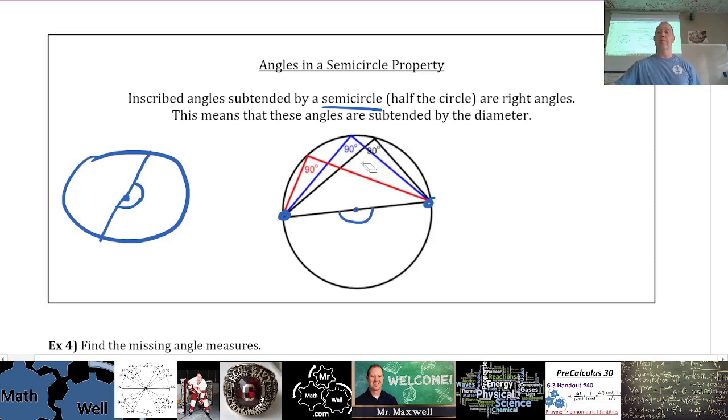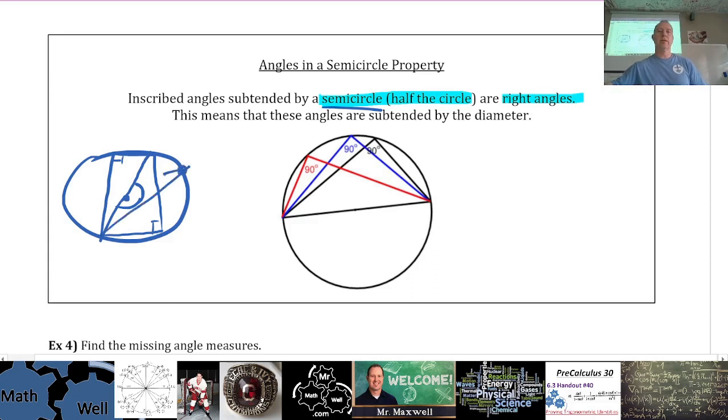And this property is used a ton in geometry, even more than the other ones. You see this pop up more often, so we'll read it carefully. Inscribed angles subtended by a semicircle, that's exactly half the circle, are right angles, because 90 is half of 180. And that goes for anything. So I can draw anywhere on here. Boom, that's a right angle. I can draw one down here. Boom, that's 90 degrees exactly. So cool.